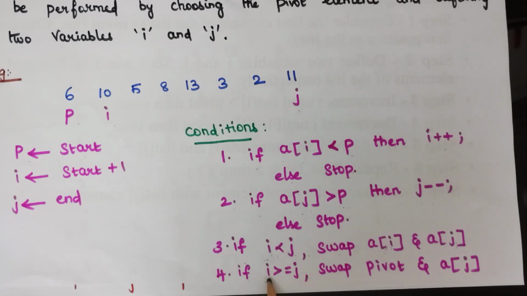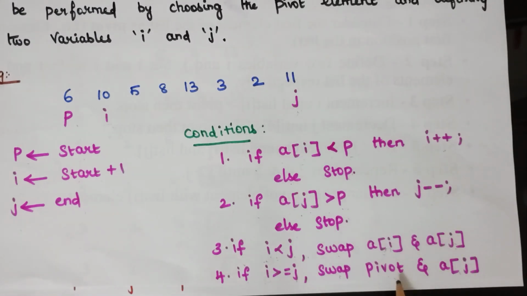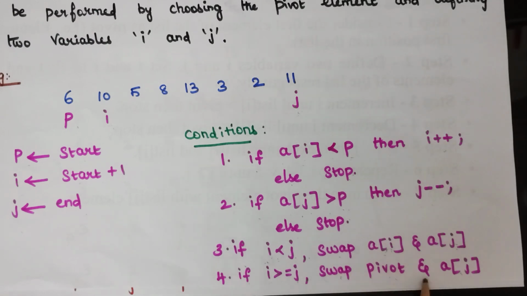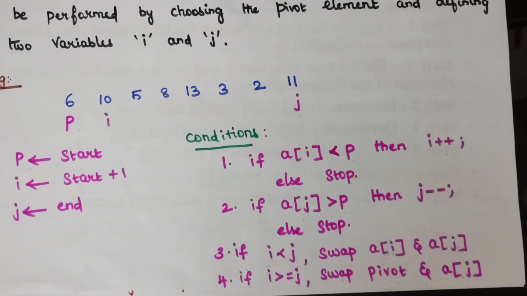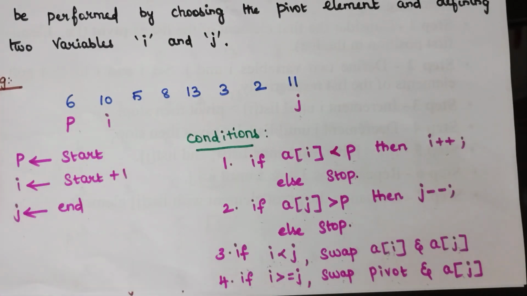Otherwise, if the value of i is greater than or equal to j, then we swap the value present at position j with the pivot value. Once you swap the pivot value and the jth position value, at this point we partition the array. So basically the partitioning of the array happens only in this case. Now we'll take this example and solve it, and meanwhile I'll explain where the partition is happening and how it is happening.